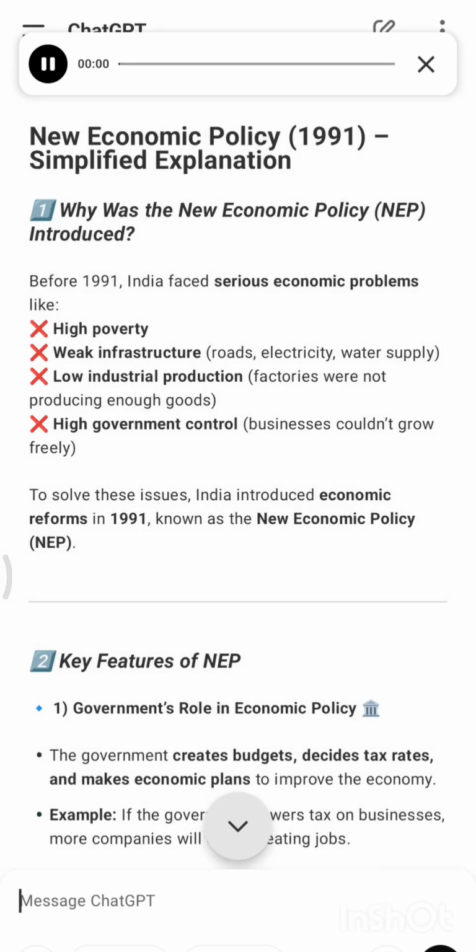New Economic Policy 91, simplified explanation. Why was the new economic policy introduced? Before 1991, India faced serious economic problems, like high poverty, weak infrastructure (roads, electricity, water supply), low industrial production (factories were not producing enough goods), and high government control, so businesses couldn't grow freely. To solve these issues, India introduced economic reforms in 1991, known as the New Economic Policy, NEP.